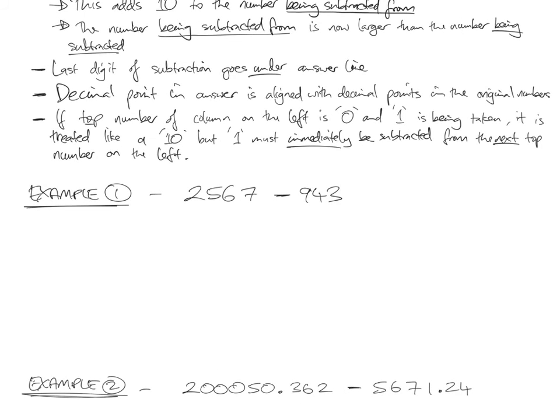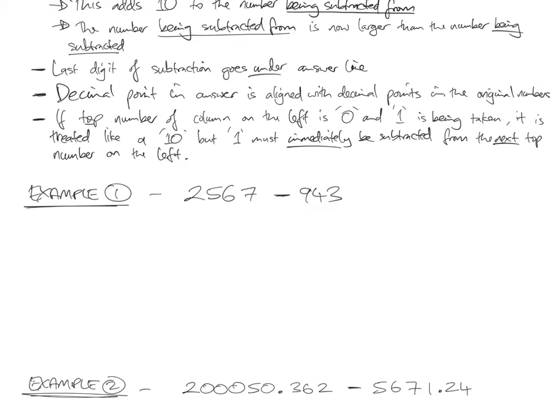Once again, like addition, the last digit of the subtraction goes under the answer line. You won't have to deal with remainders here, I don't think, because you're making the number large enough just to get it to be able to subtract. The decimal point in the answer is aligned with the decimal points in the original numbers, so you're lining them up like before.